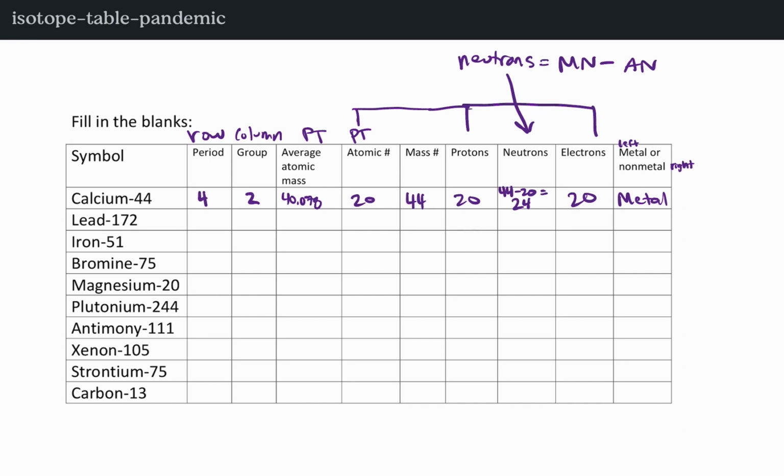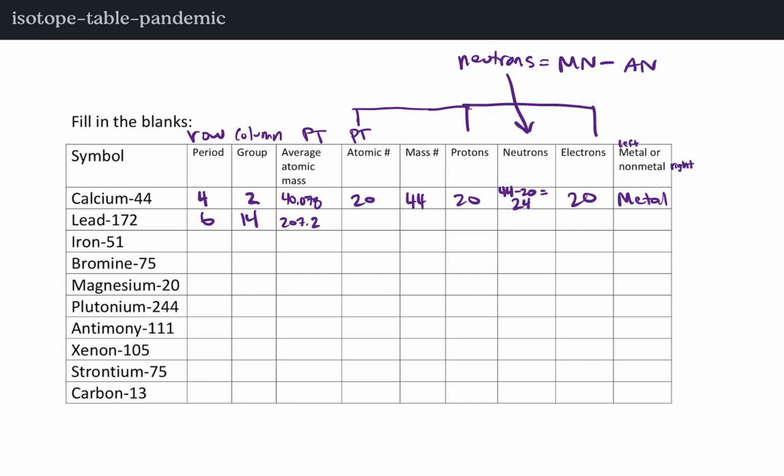So we start by finding lead in the periodic table, and lead is way down the lower right-hand side, it's Pb. And it's in the 6th period, 6 rows down, and it's all the way over in group 14. And the groups are labeled across the top there. You can see they're labeled 1 through 18. There's 18 columns or groups in the periodic table. The average atomic mass for lead is 207.2.